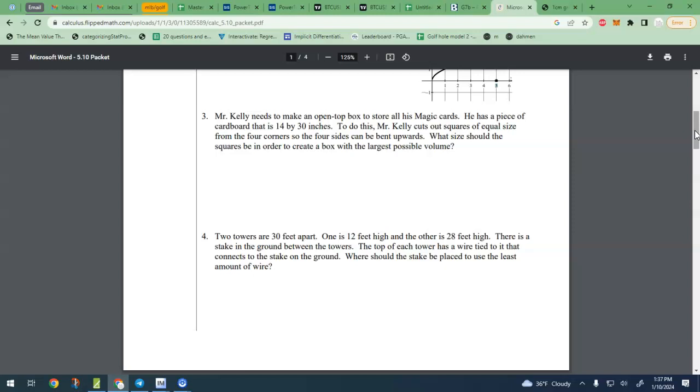So I want to make the volume as large as possible. Should I cut out big squares from each side and make it tall and skinny? Should I cut out really tiny squares and make it long but thin? That's what we're trying to figure out. So we're trying to make the largest possible volume. What is the volume of a box? Volume of a box is length times width times height.